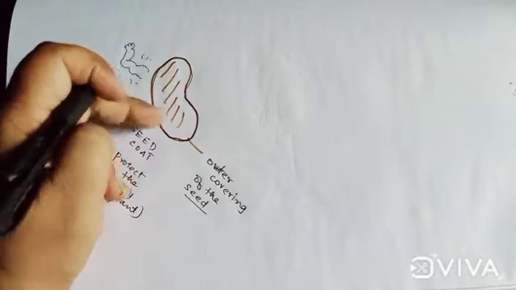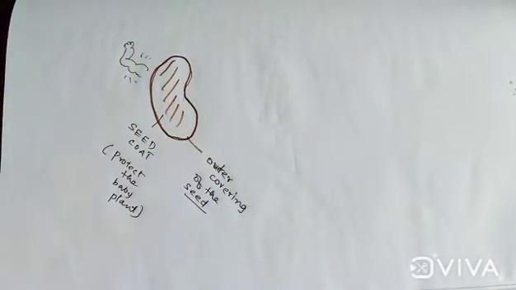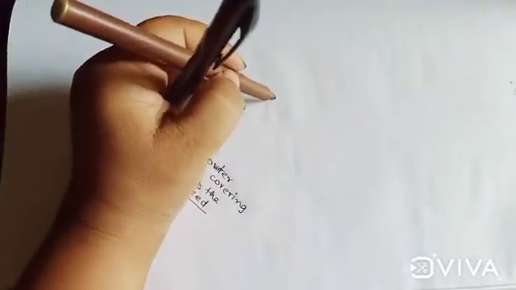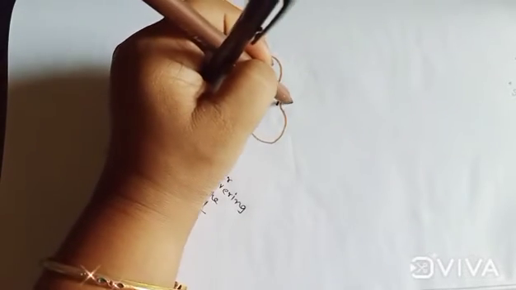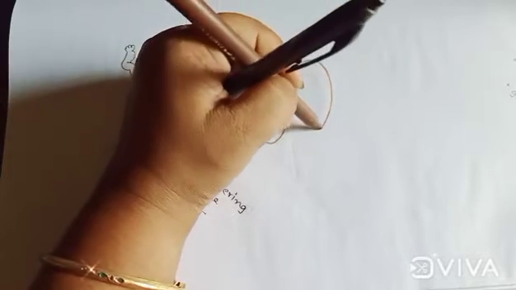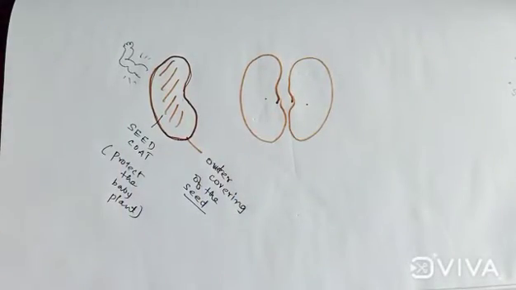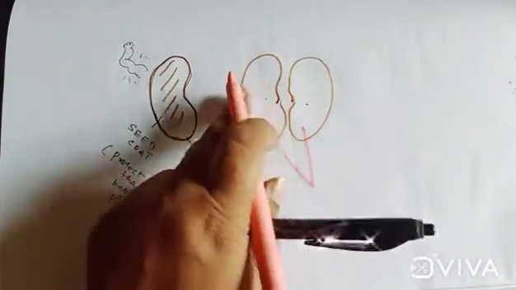Next, when we split this seed into two parts, we get two different kinds of leaves. One is this and the other is this. These are nothing else but the two leaves of the seed that we have divided it into.